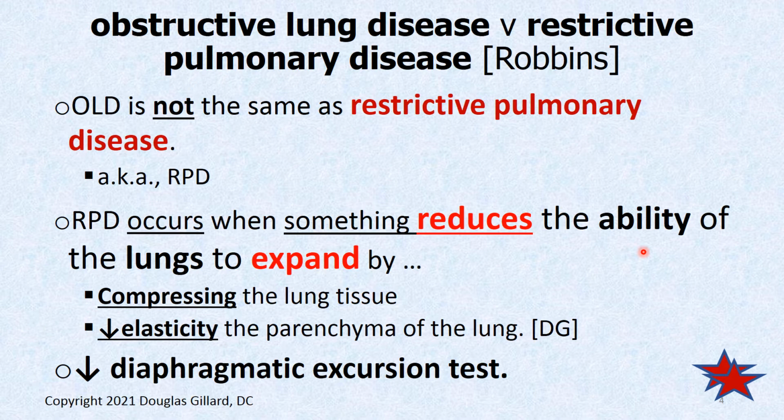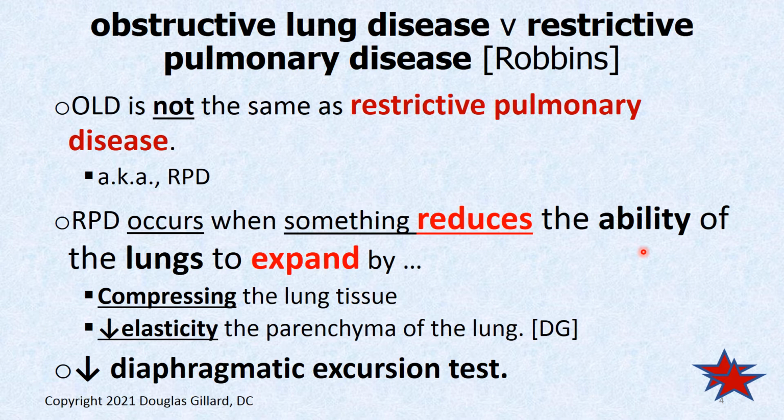Restrictive pulmonary disease occurs when something reduces the ability of the lung to expand. Either the elastic tissue of the lung is wrecked, so when you take a breath in, your lung doesn't expand, and if it doesn't expand, you can't suck air in. Or it could be something physically compressing the lung. Maybe a big tumor in the lung is pushing in, or a big tumor in the chest wall or in the pleural cavity, or a big hemothorax or pneumothorax. Something is squishing the lung tissue so badly that it can't expand. Or maybe you have horrible scoliosis and one of the lungs just can't expand when you breathe in.